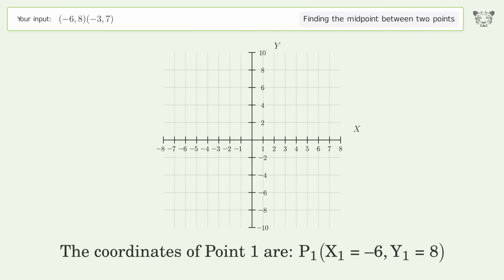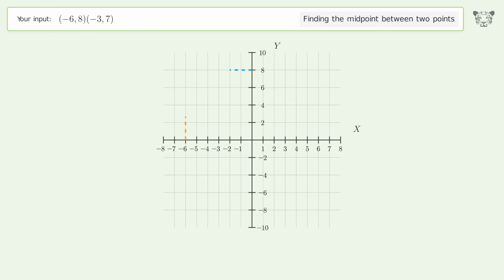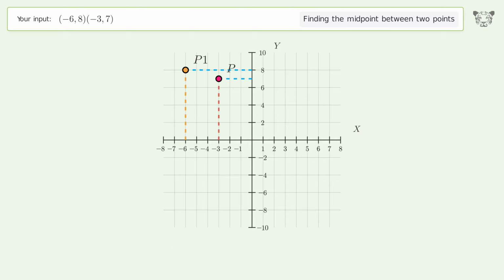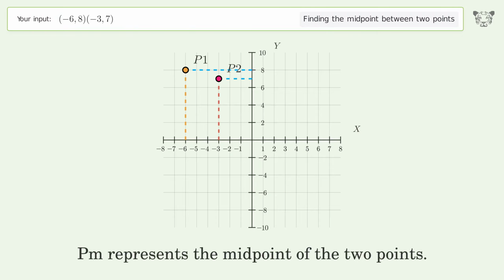The coordinates of point 1 are x1 equals negative 6, y1 equals 8. The coordinates of point 2 are x2 equals negative 3, y2 equals 7. PM represents the midpoint of the 2 points.